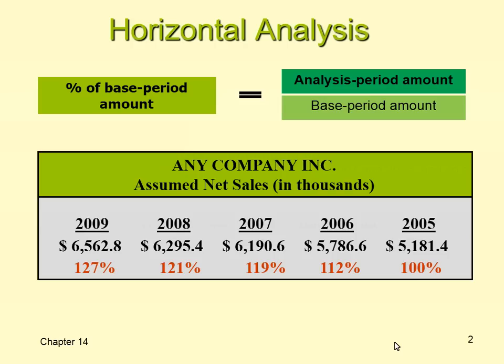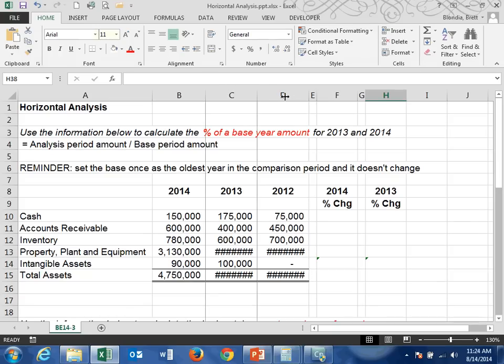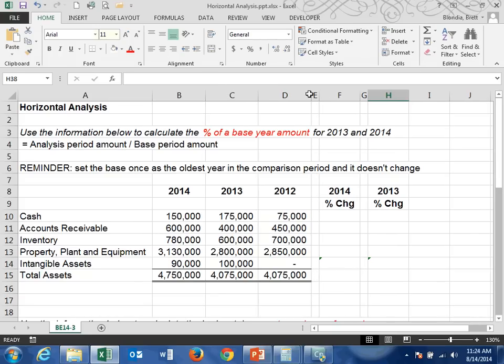All right, let's look at an example now. We're going to work through this horizontal analysis right here. It says to use the information below to calculate the percentage of a base year amount for 2013 and 2014. I've given you 3 different years to look at: 2012, 2013, and 2014, and we're going to calculate the percentage of a base year amount. I've put a little reminder here that says set the base once as the oldest year, and then it doesn't change. So we set our base one time, and then express everything else as a percentage of that figure.